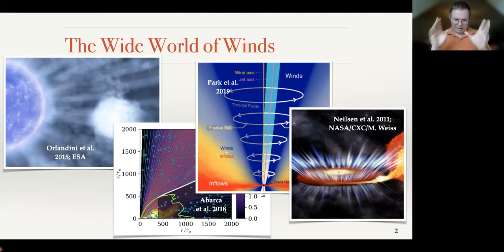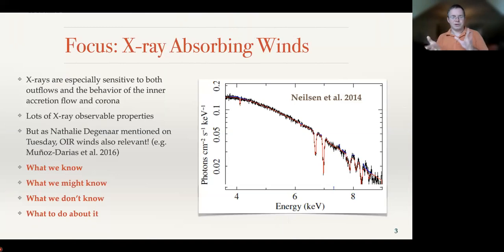And just to be very clear about what I'm going to talk about today, I'm going to focus on X-ray absorbing winds, and not entirely because I'm primarily an X-ray astronomer, but there are also a lot of good reasons why these outflows are good diagnostics of what's happening. Part of that is because at the same time as you're studying the outflow in X-rays, you can also be studying the behavior of the inner accretion flow in corona. So these winds, these hot outflows, have lots of X-ray observable properties, which I'll talk about in a little bit.